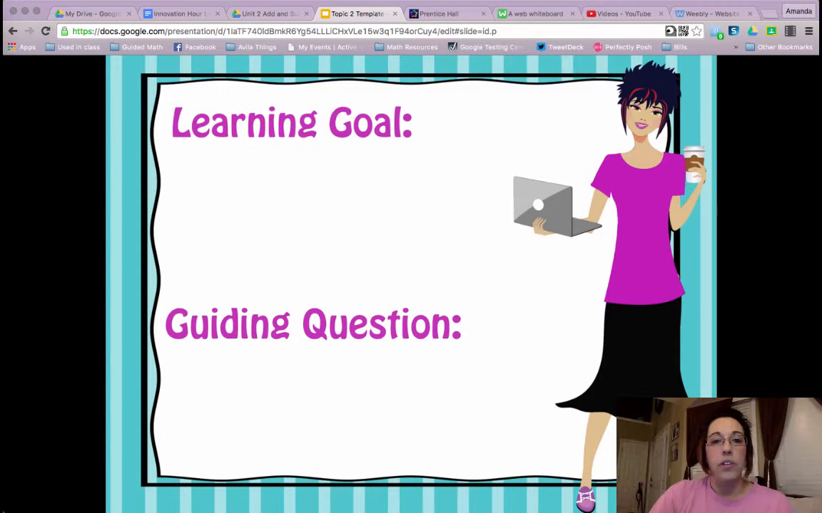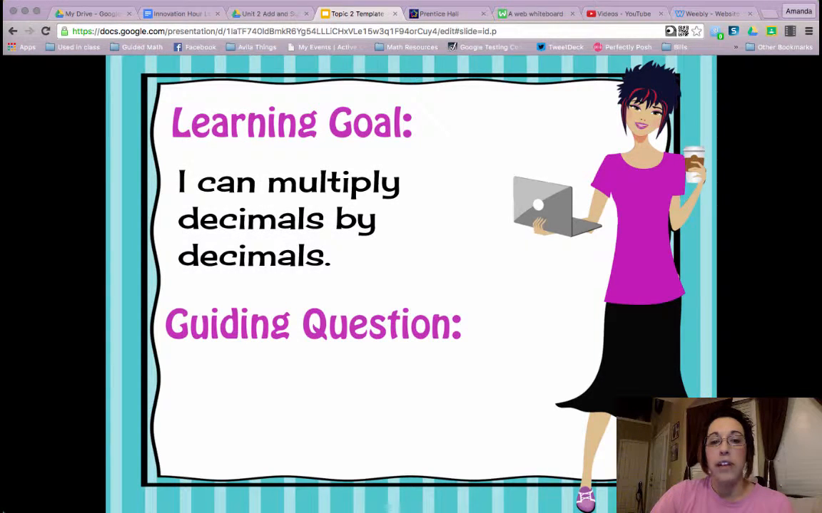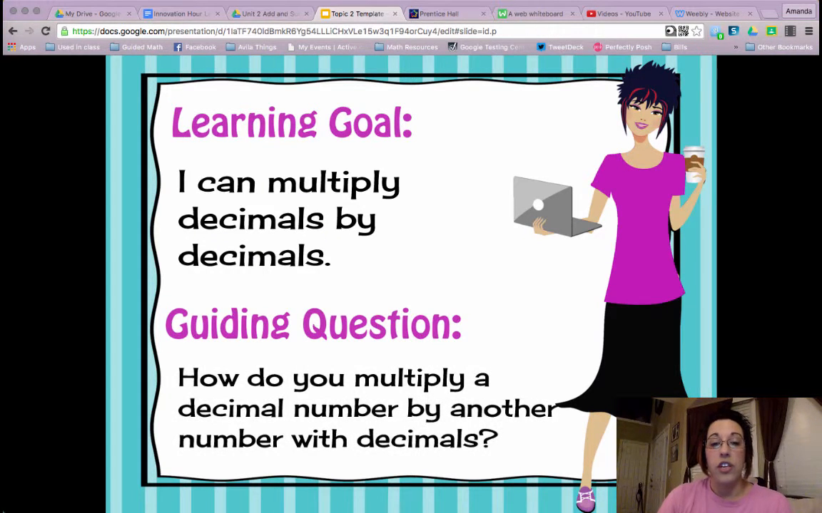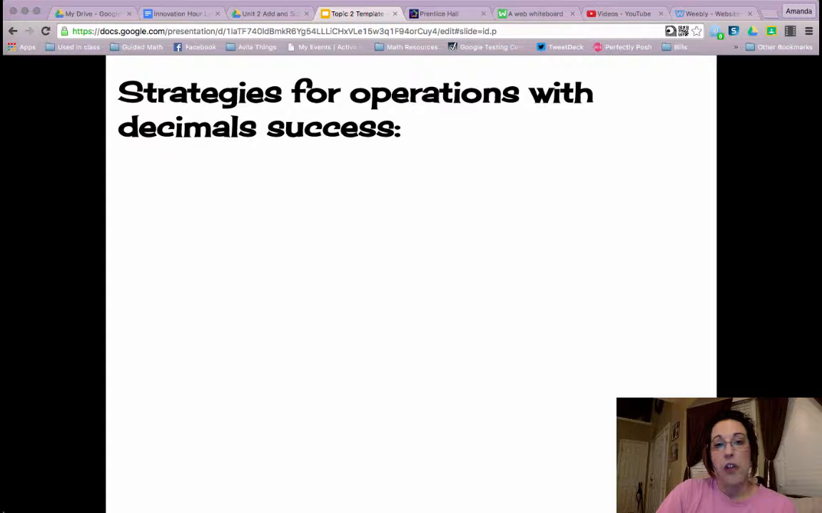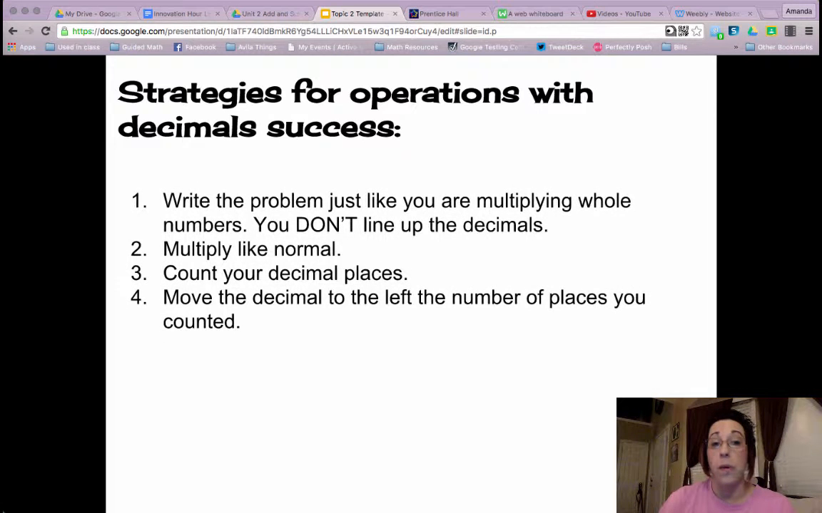Our learning goal is I can multiply decimals by decimals. So our guiding question is, how do you multiply a decimal number by another number with decimals? Our strategies for success are the same as multiplying decimals by a whole number.